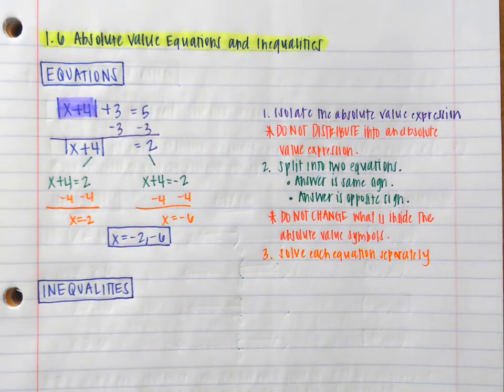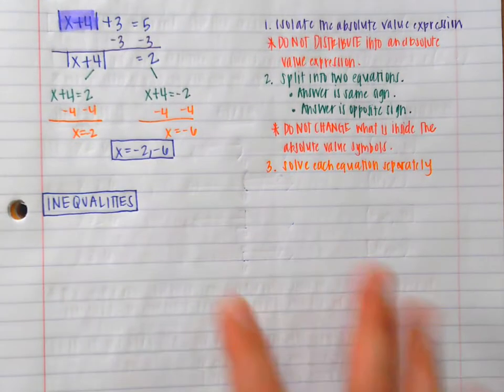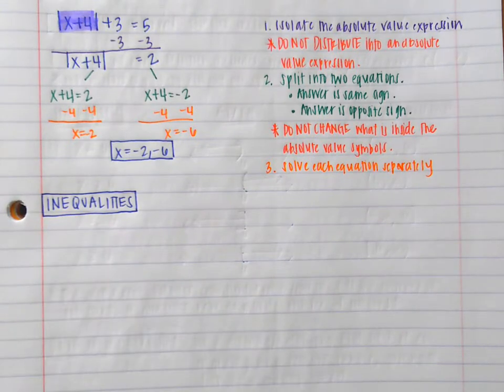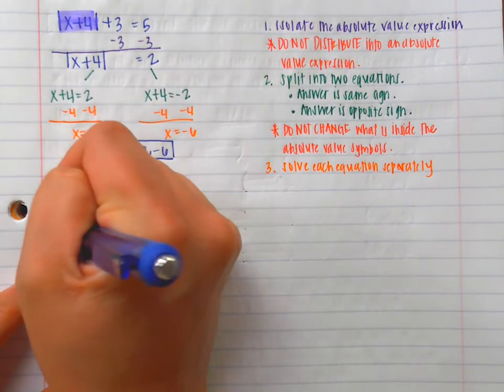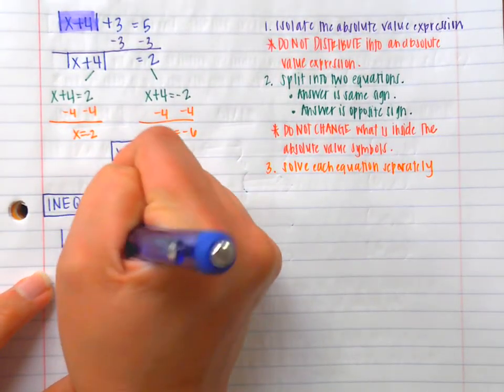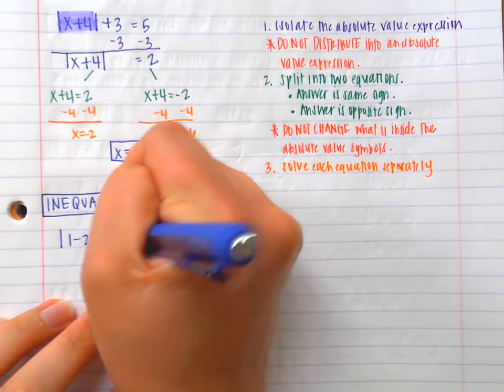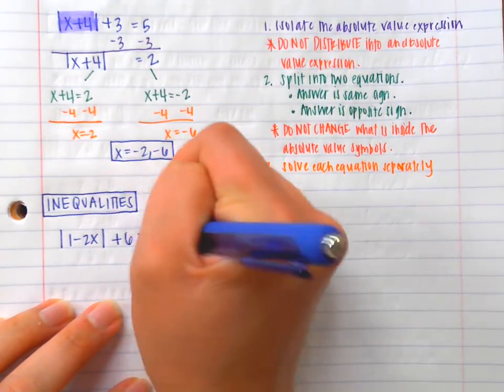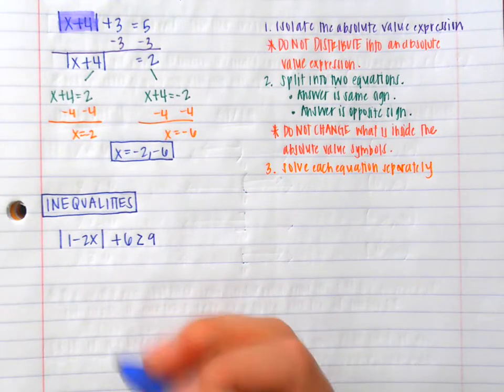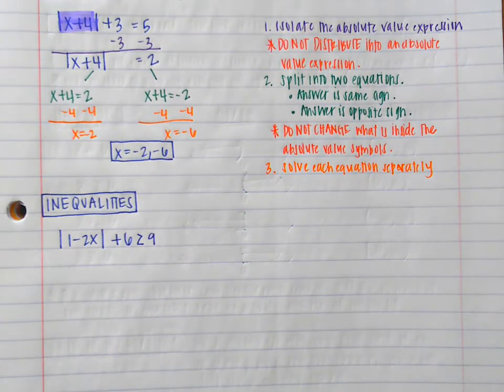So your first step is the same exact step. We're not going to rewrite it, but I should write an example that would help. So an example is going to be the absolute value of 1 minus 2x, plus 6 is greater than or equal to 9. So the first step, like I was saying, is the exact same as an equation. We want to isolate the absolute value expression.